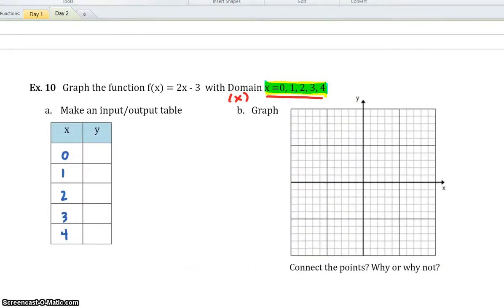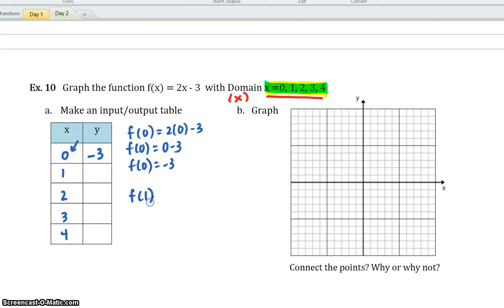So in the same way, we're going to go ahead, we're going to input these values and find out what our outputs would be. So let's go ahead, let's start by inputting 0. F of 0 equals 2 times 0 minus 3. So f of 0 would equal 0 minus 3, and f of 0 would equal -3. So my first input value gives me an output of -3.